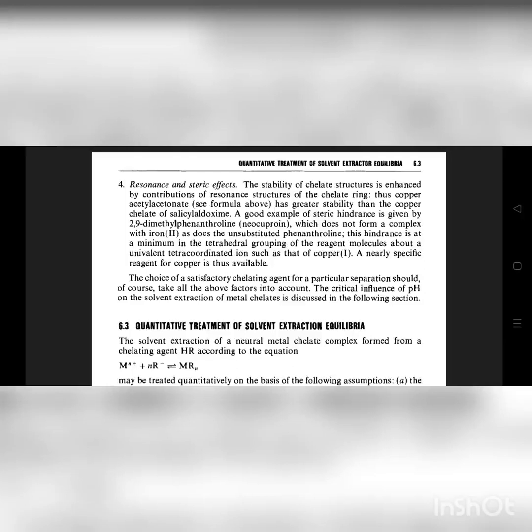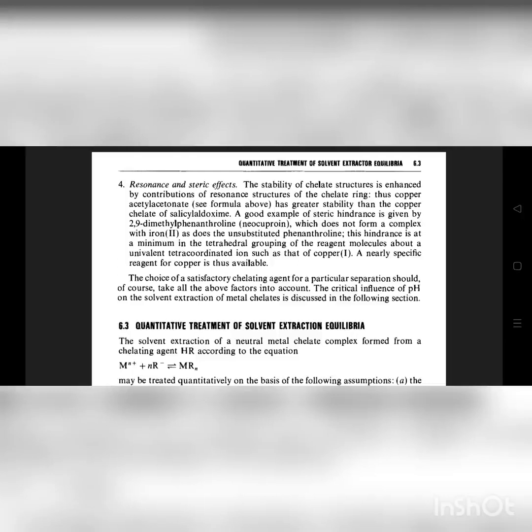Thus, copper acetylacetonate has greater stability than the copper chelate of an aldoxime. A good example of steric hindrance is given by 2,9-dimethylphenanthroline, which does not form a complex with iron, as does the unsubstituted phenanthroline. This hindrance is due to a minimum in the tetrahedral grouping of the reagent molecules about a univalent tetra-coordinated ion, such as that of copper(I). A nearly specific reagent for copper is thus available.